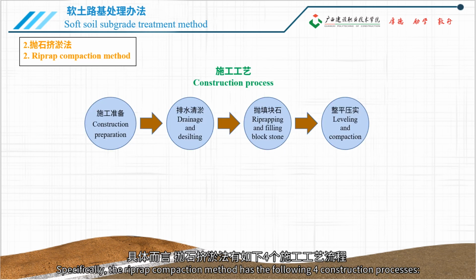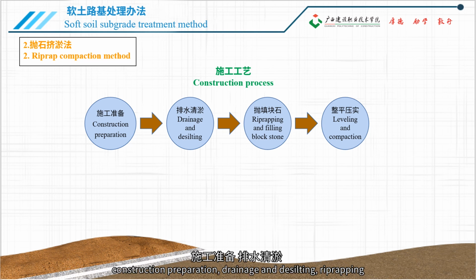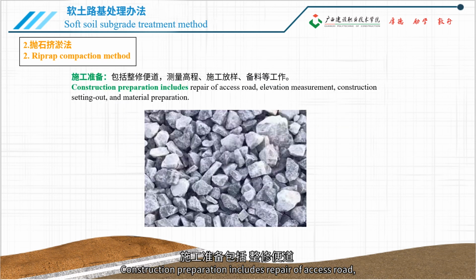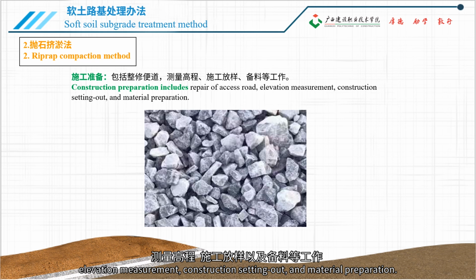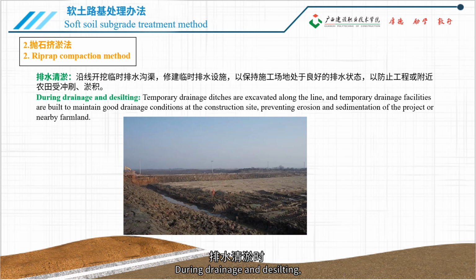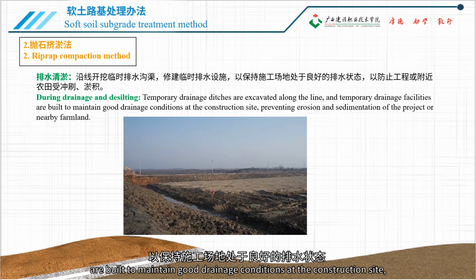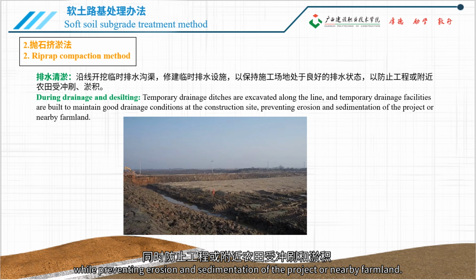Specifically, the rip-wrap compaction method has the following 4 construction processes: construction preparation, drainage and desilting, rip-wrapping and filling block stone, and leveling and compaction. Construction preparation includes repair of access road, elevation measurement, construction setting out, and material preparation. During drainage and desilting, temporary drainage ditches are excavated along the line, and temporary drainage facilities are built to maintain good drainage conditions at the construction site, while preventing erosion and sedimentation of the project or nearby farmland.